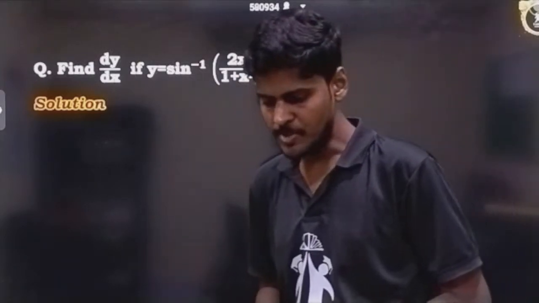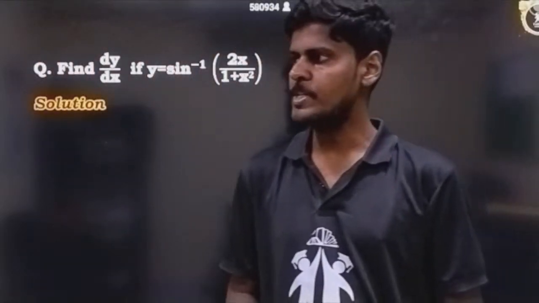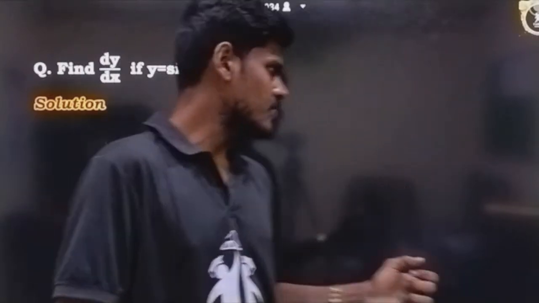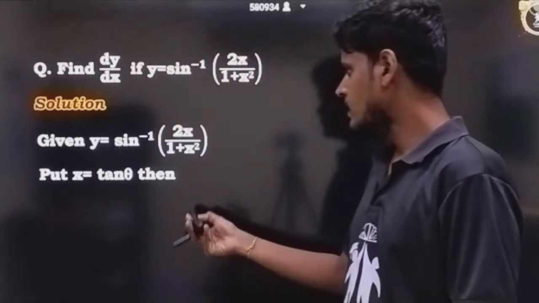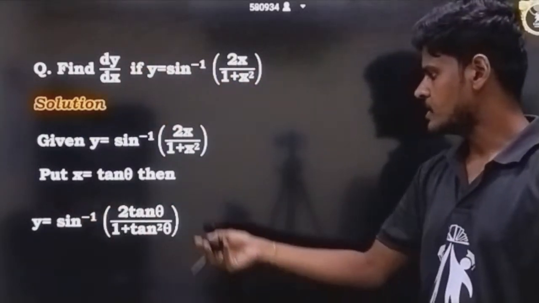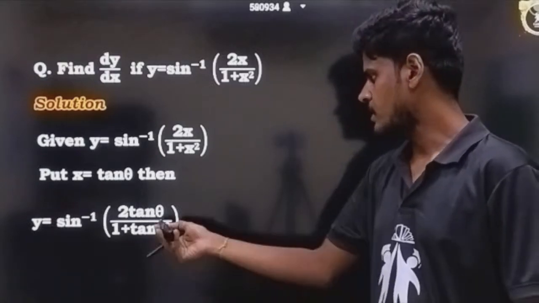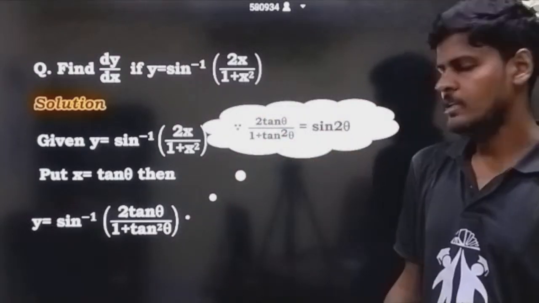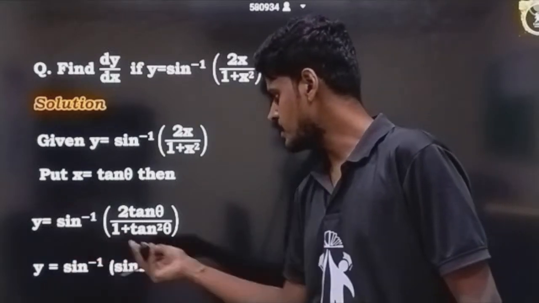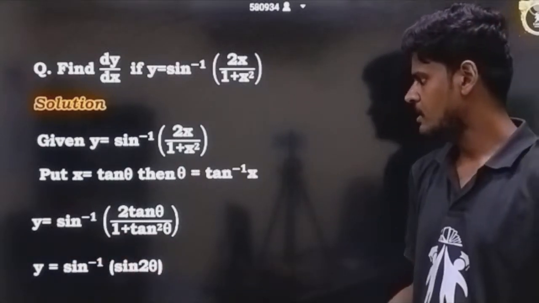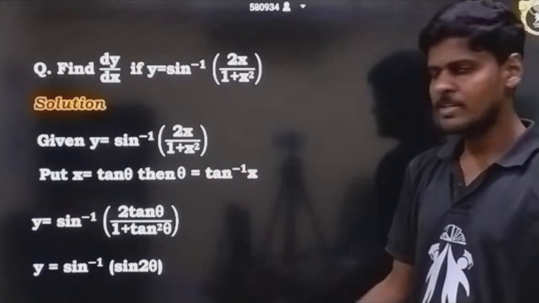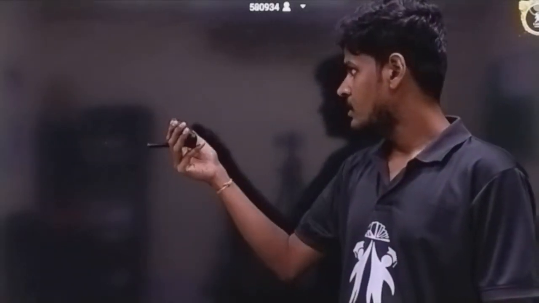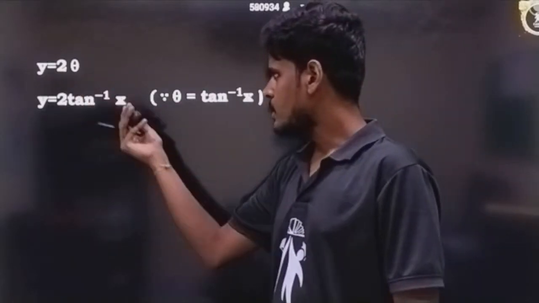It is of the form, when you substitute x equal to tan theta, we have 2 tan theta by 1 plus tan square theta. What is the formula, students? 2 tan theta by 1 plus tan square theta is sin 2 theta. So here we will get sin inverse of sin 2 theta. Substitute x equal to tan theta, then y is equal to sin inverse of 2 tan theta by 1 plus tan square theta, which is nothing but sin 2 theta. So this entire value becomes sin inverse of sin 2 theta, which is nothing but 2 theta, where theta is tan inverse x. That means y becomes 2 into tan inverse x.